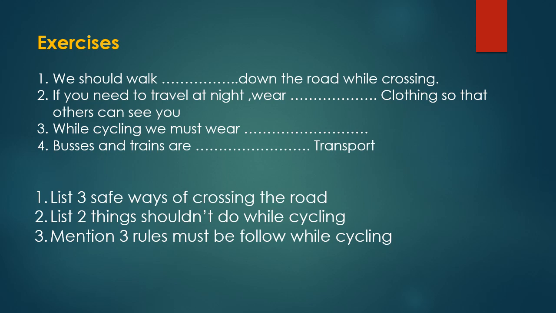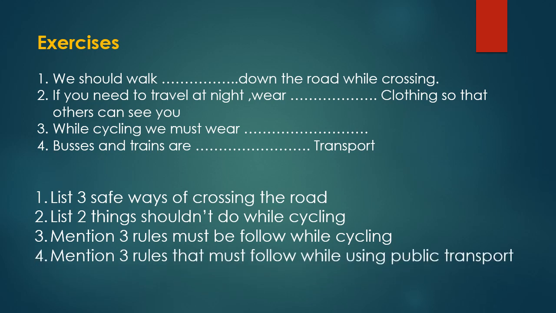Write answers for the following. First one, list 3 safe ways of crossing the road. Second one, list 2 things you shouldn't do while cycling. Third one, mention 3 rules that must be followed while cycling. Fourth one, mention 3 rules that must be followed while using public transport.